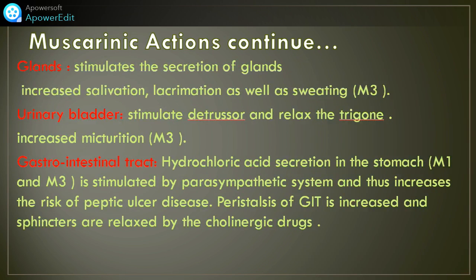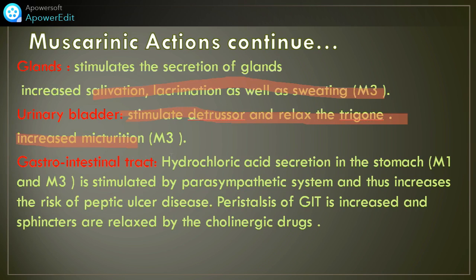Next are muscarinic actions on glands. It stimulates the secretion of glands and thus increases salivation, lacrimation, as well as sweating via M3 receptors. Action on urinary bladder: it causes stimulation of the detrusor and relaxes the trigone, increasing micturition.